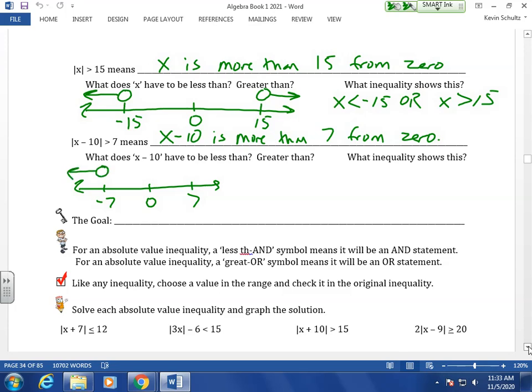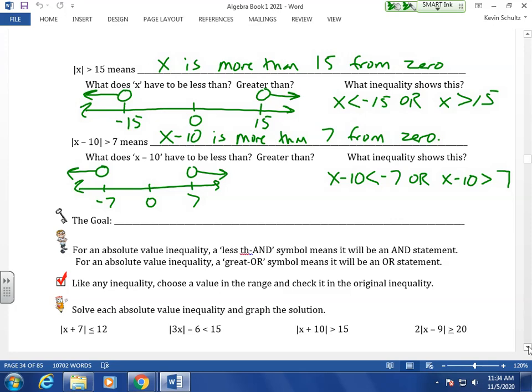Further than -7 means that x is less than -7. Further than +7 means that x minus 10 is greater than +7. So our two inequalities that we can write here: x minus 10 is less than -7, or x minus 10 is greater than +7. Now we haven't solved it yet, but you know how to solve that now, right? Draw the line down the middle, solve each inequality separately, graph on the same number line.